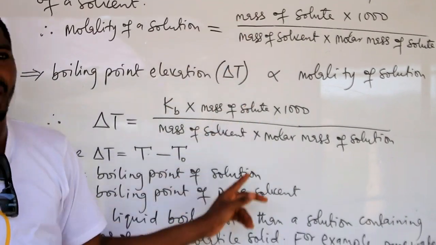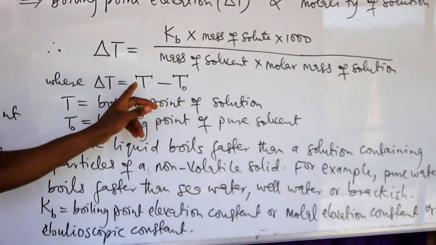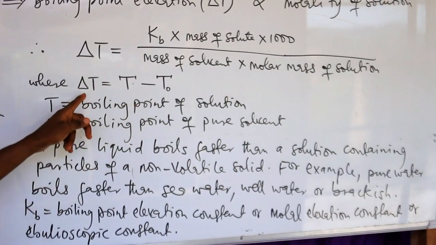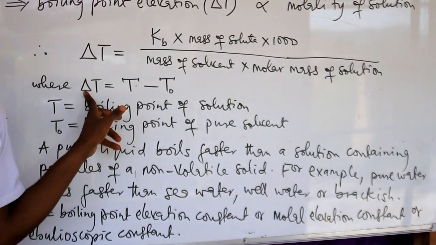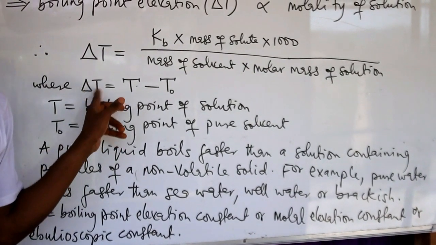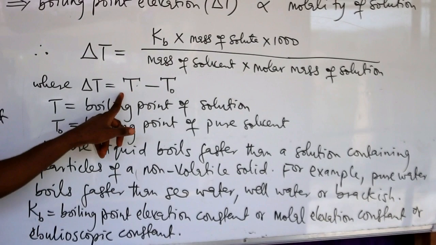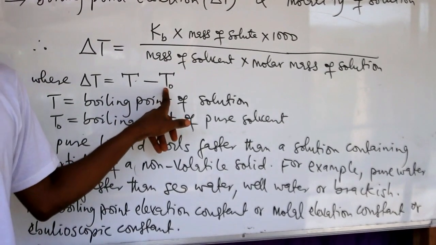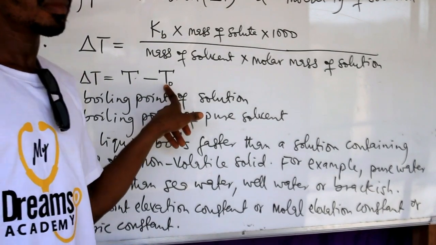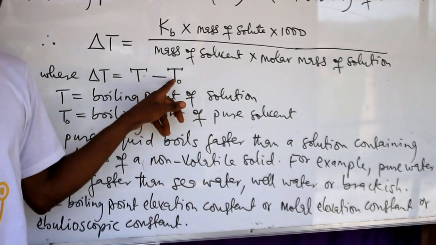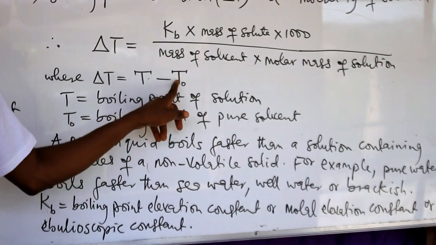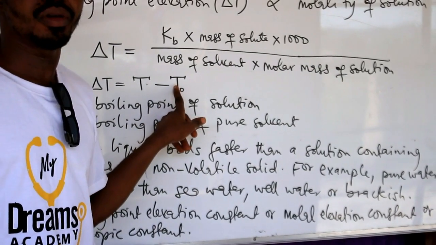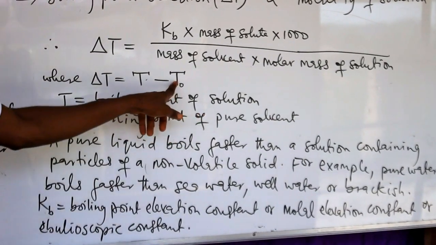Very important. And as you can see, this symbol represents boiling point elevation. This one represents boiling point of solution. This one represents boiling point of pure solvent. As you can see, boiling point of solution is greater than boiling point of pure solvent. Please take note of that.